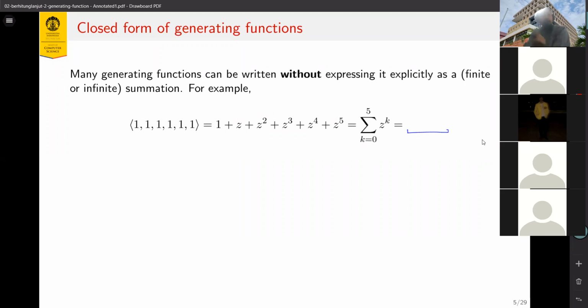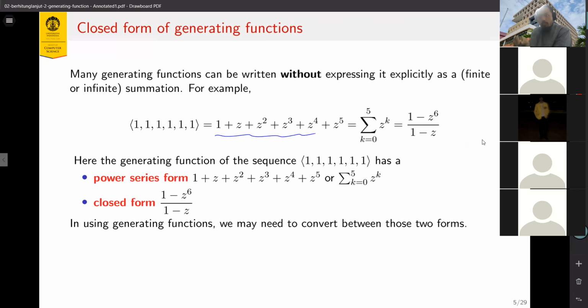Can we simplify that so that we get rid of the summation notation? It turns out we could do that. We have this. So instead of a summation like this, we could write it like this, without summation.